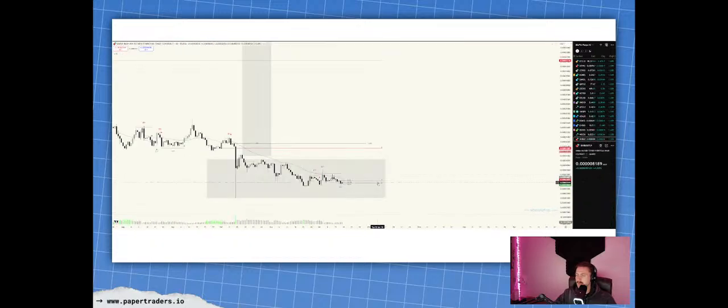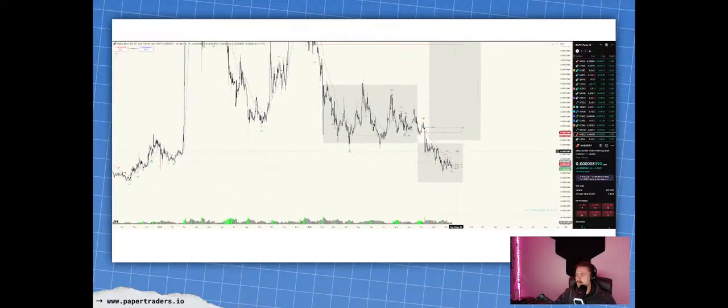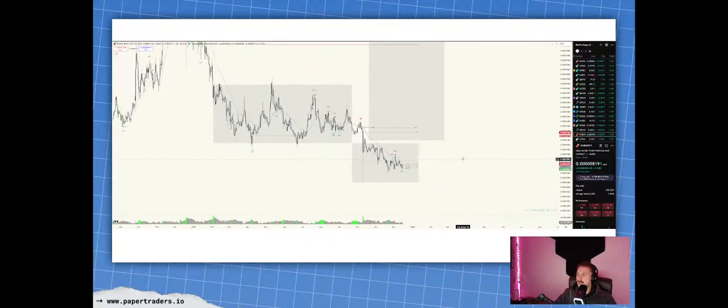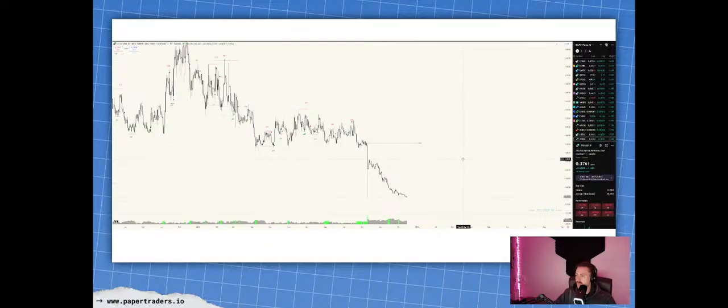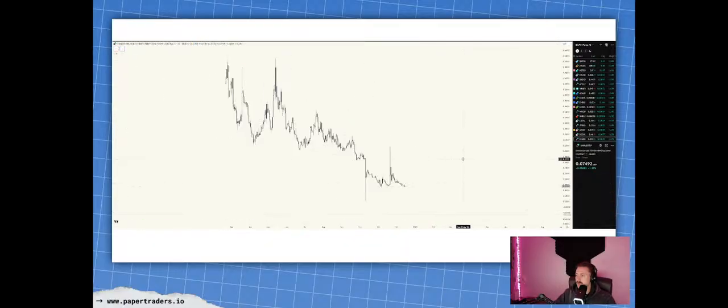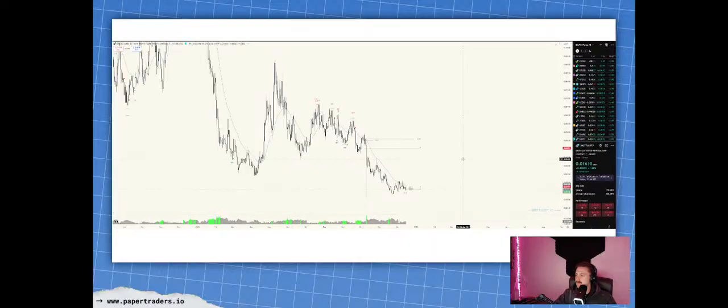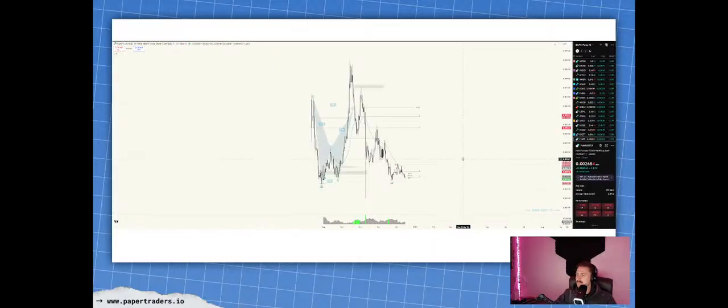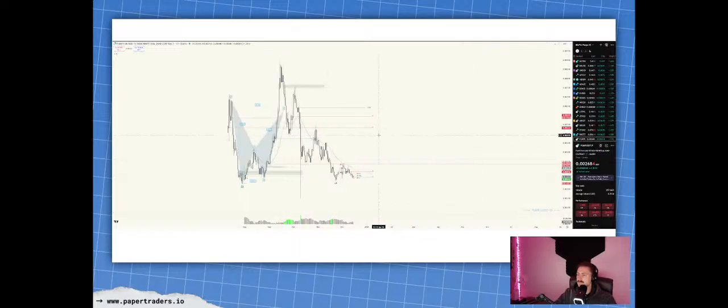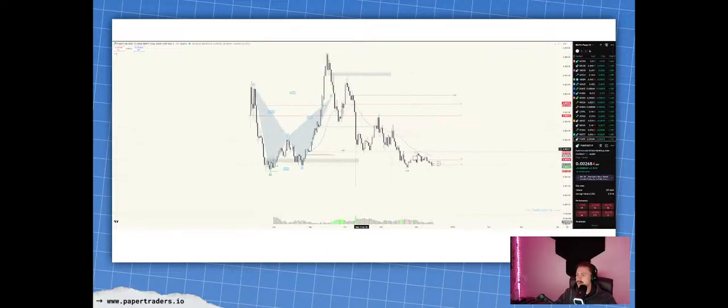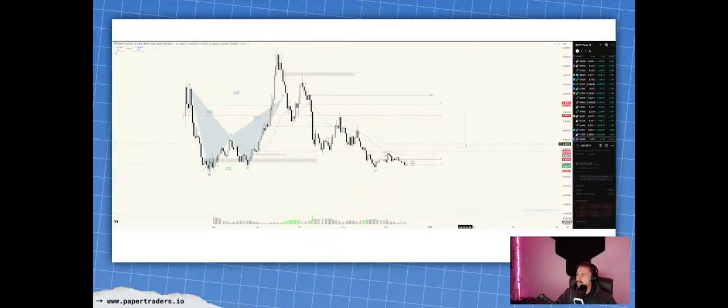Kind of mostly looking for just anything decent setup-wise. I'm not looking at names individually. I'm just looking for, okay, what looks good? What looks decent out here? Dego, DYM. Pump had a nice run out here. This was a solid one that we were looking at.